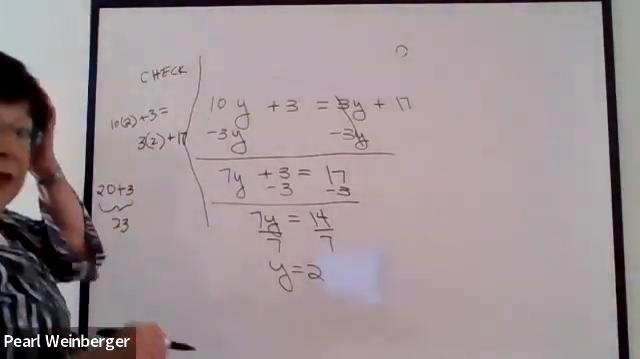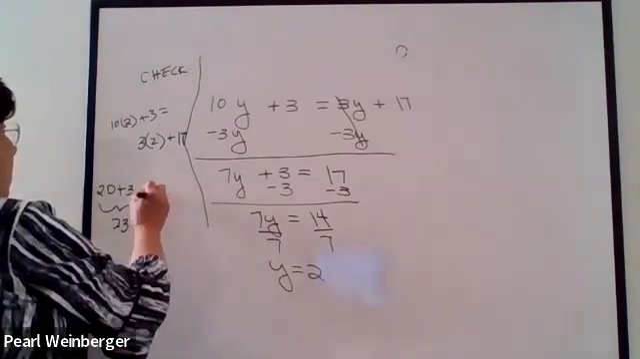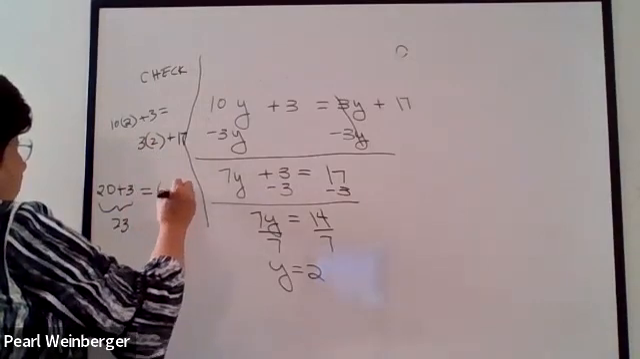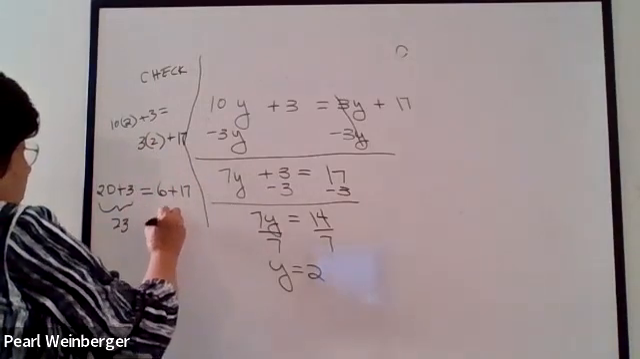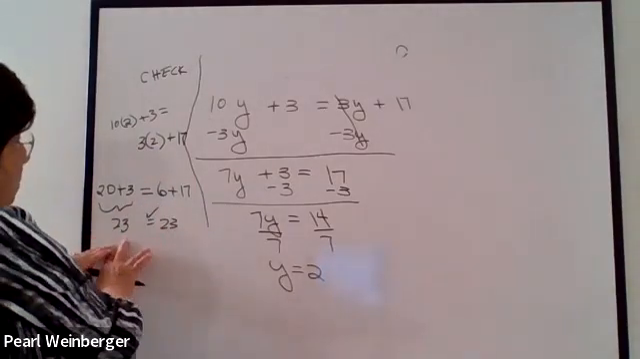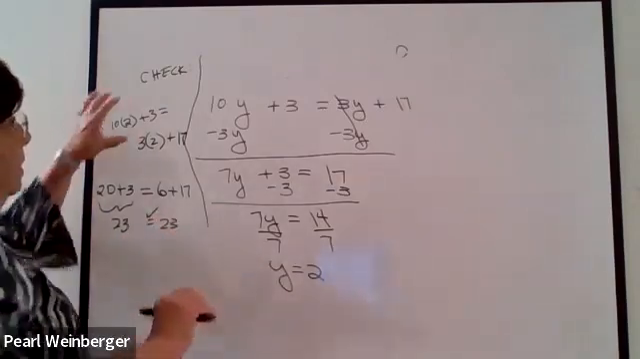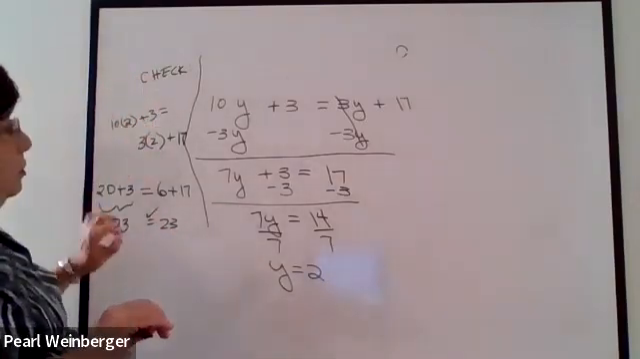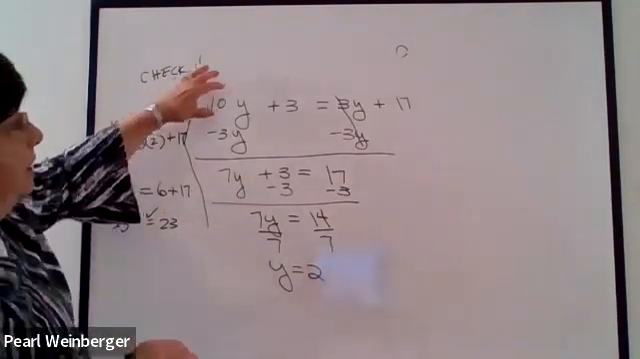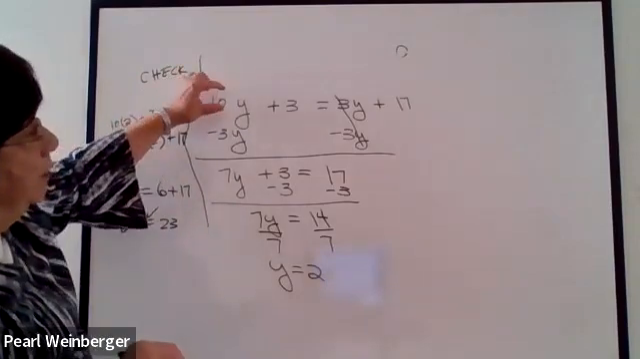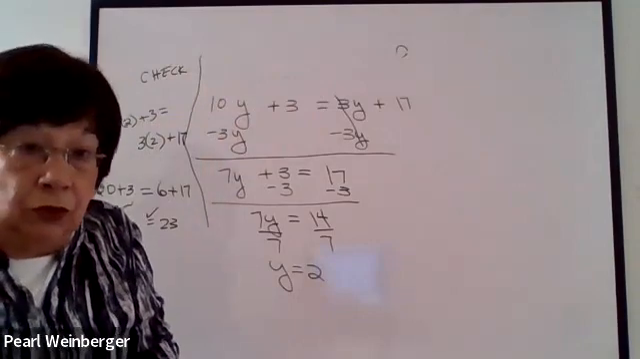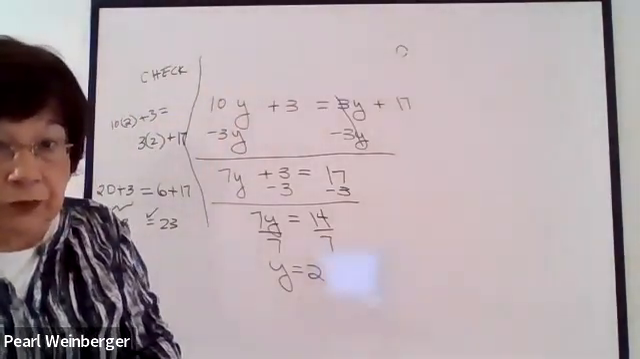Just move back a little bit. And on the right side, I'm going to get 3 times 2, which is 6 plus 17, which is also 23. And it doesn't matter what number you get, as long as you get the exact same number on both sides, that constitutes a check. When I have the answer y equals 2, it means that we have found a value for y that will make this a true statement. Again, any other number will not make it true.